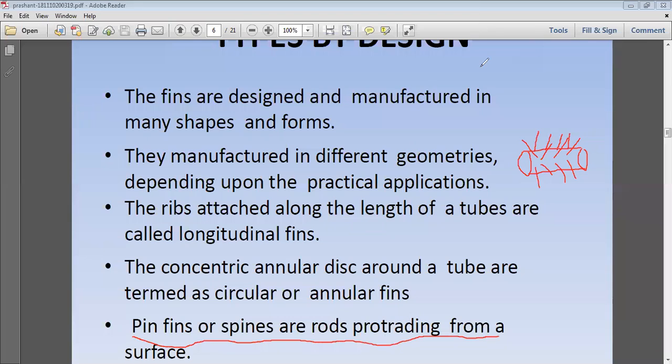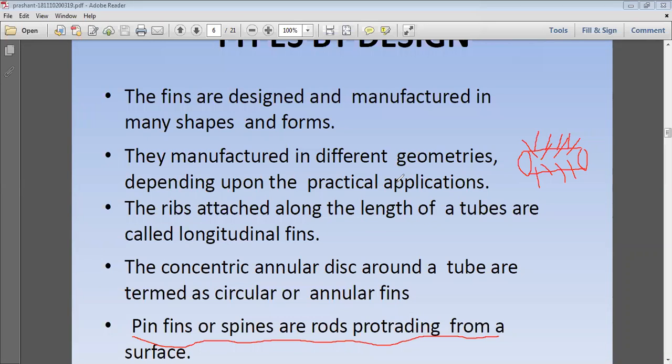Okay. So likewise, these are the different geometries. What type of geometries are we using? The fins are designed and manufactured in many shapes and forms. They are manufactured in different geometries depending upon the practical application we prefer. According to that application, we manufacture the geometries. Generally three to four, nearly five types of fins are used.